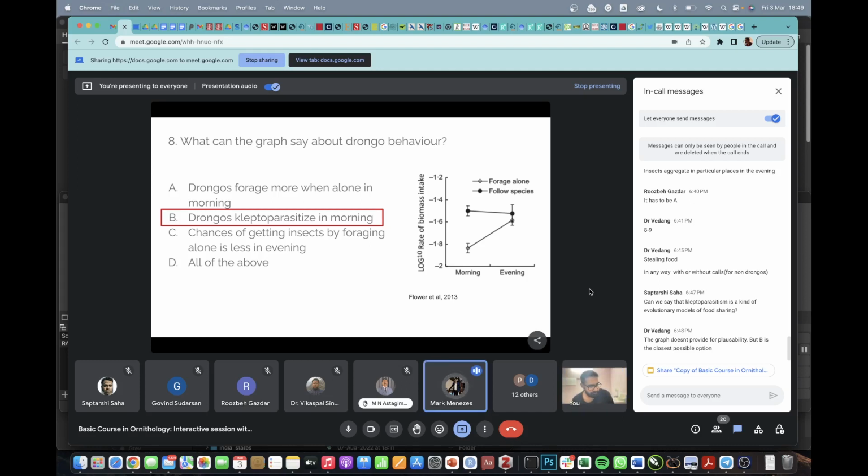No, that's not what I'm getting at. The graph doesn't specifically state the answer. Yeah, but the graph does say that A and C are wrong, and D is wrong, so it can tell you B, right?